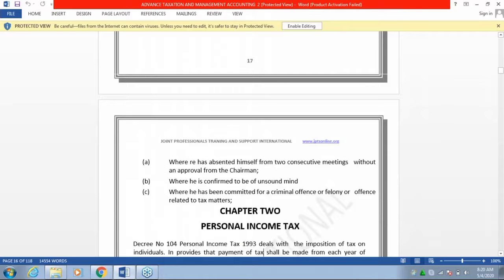Number one, where he has absented himself from 2 consecutive meetings without an approval from the chairman. So the chairman, either from the federal gazette or the state gazette, can declare that office vacant because he has missed or been absent from the meeting for 2 consecutive times.